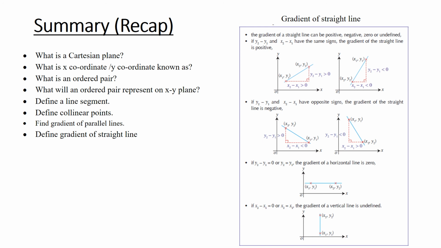In the third case, if change in y is equal to 0, that is y2 minus y1 equals 0 or y2 equals y1, the gradient of a horizontal line will be 0. In the last case, if change in x equals 0, or x2 minus x1 equals 0, x2 equals x1, the gradient of a vertical line is always undefined.